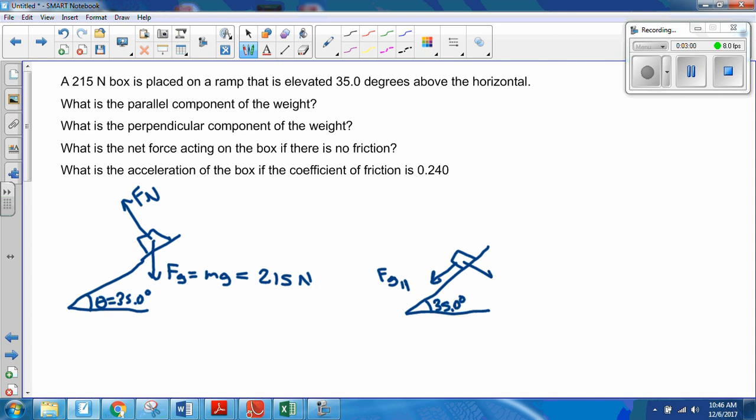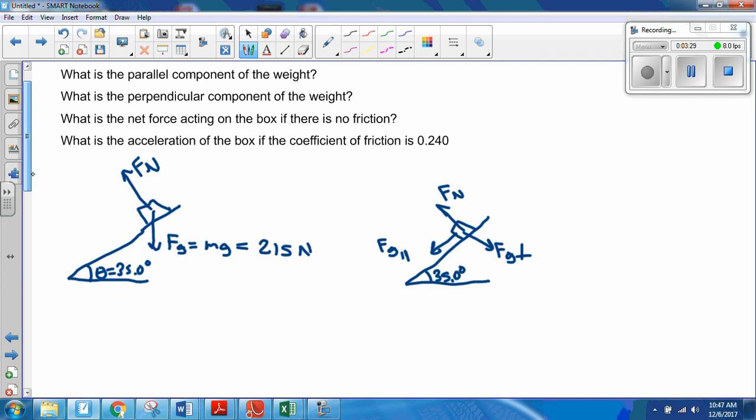And then we have Fg perpendicular. Okay? And then we still have the normal force pointing straight out of the ramp at that 90-degree angle. This is still Fn. Okay? So at first, we don't have any friction, so we're not going to put Ff on this free body diagram. We're going to draw another free body diagram whenever we get to friction. Okay? So that's what we have so far.